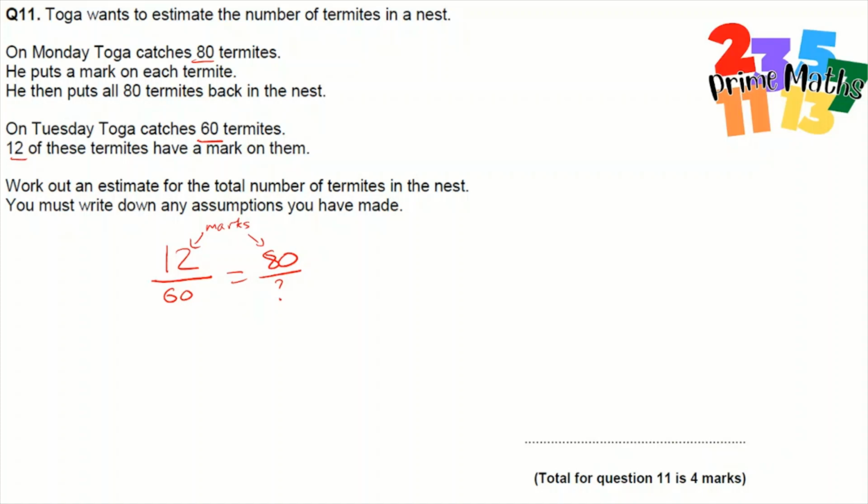Okay, so we need to work out what this is equivalent to. Going from 12 to 80 is multiplying by 6.6 recurring. So we times this by 60 and we end up with 400. So in total, he's found 400 termites. The assumption that we made, this will get you another mark. We've assumed something like the population hasn't changed, the marks don't wear off, the sample is random. The normal one that people put down is that the marks have not worn off, or sometimes it's the tags have not fallen off, or the tags haven't been removed.